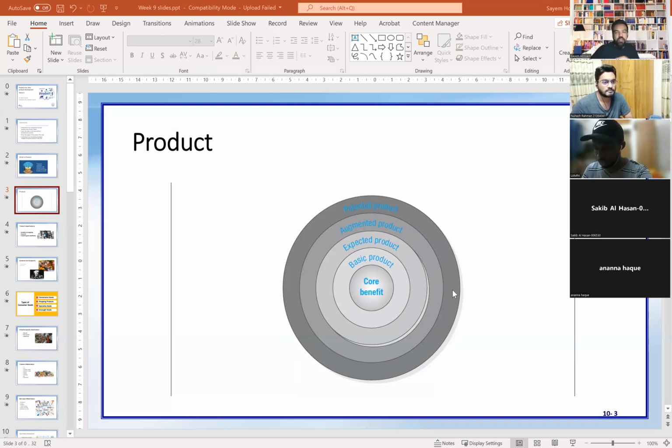So what is a core benefit? A core benefit is actually the reason for which we buy the product. Let's say when we buy a car, why do we buy the car? The main reason is that we can go from place A to place B. If we rent a hotel room, what is the core product? That we can stay there for a night or a day. We can put our body into a bed when it's night. That's the core product.